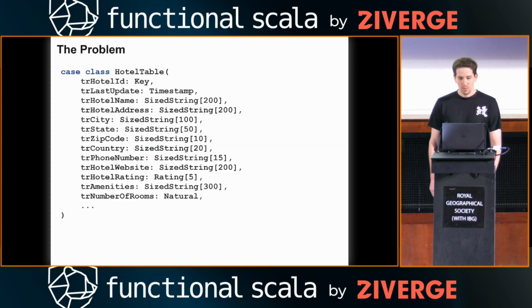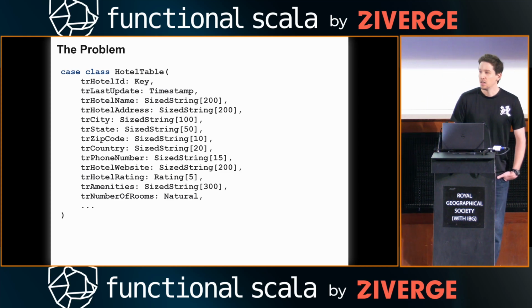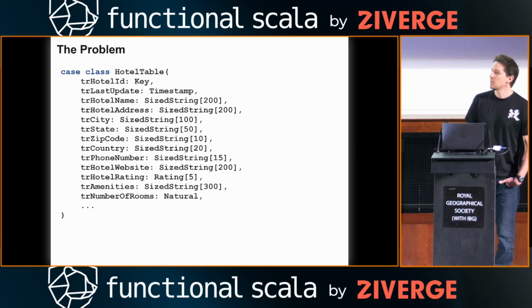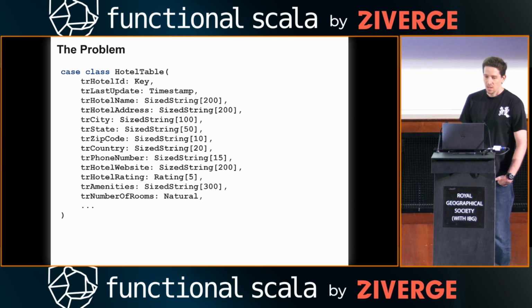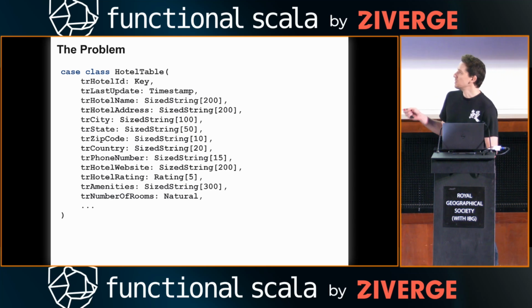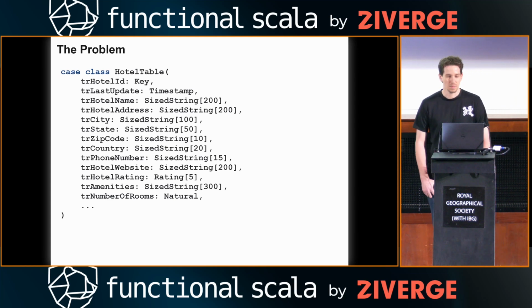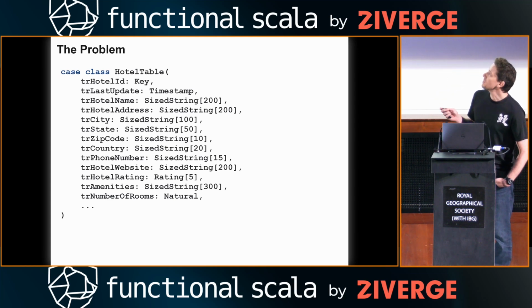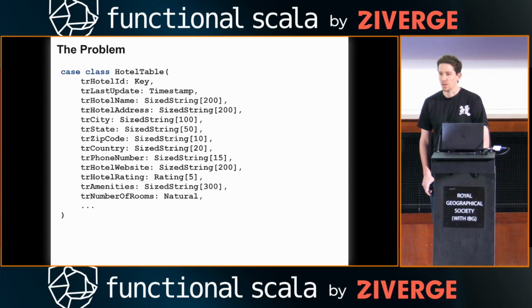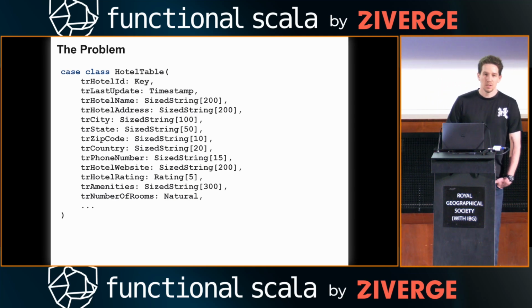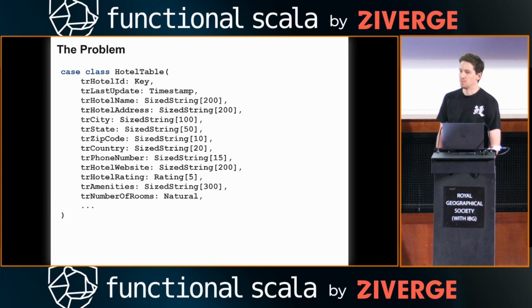To make this problem more concrete, here's the class that we're going to be using as a model. We're trying to model hotel data in a database. And there are many more fields here as well. We can see that some type safety is being enforced using more sophisticated types, like for example the size string here. We're trying to enforce the size of the string directly in the type. But the requirements that I just spelled out are quite more sophisticated than can be expressed in a simple type.